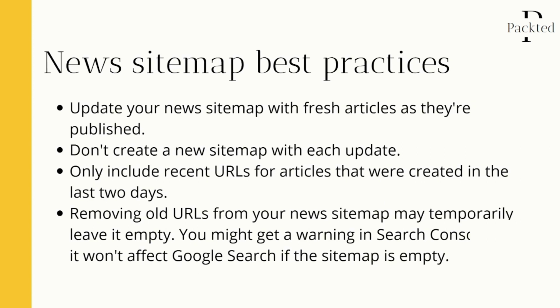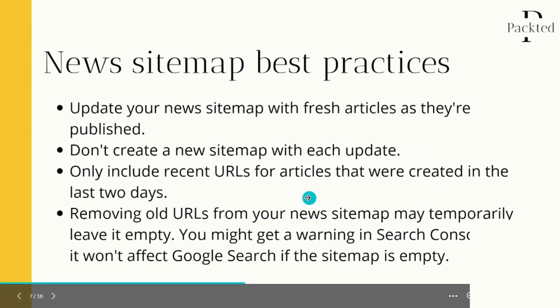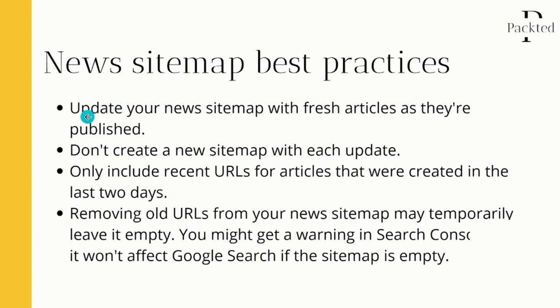So here are some best practices for news sitemaps. The first is to update your sitemap with fresh articles as they are published. You only want to add 2 days' worth of news content in your sitemap. Don't add old articles in your new sitemap. And it also says don't create a new sitemap with each update. Like if you are updating something, adding something, removing something, you don't have to create a new sitemap with each update you are doing. And it says only include recent articles that were created in the last 2 days.